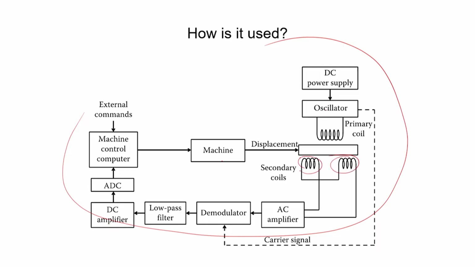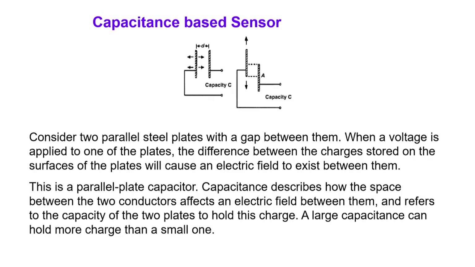So, if there is a displacement, it is figured out by this signal, but the signal can be modulated. So, you need a demodulator, a low pass filter, and then a DC amplifier, and you get the final analog voltage related to the system. So, it is a bit complicated, but it is very precise.